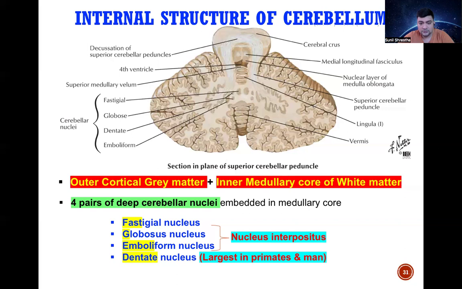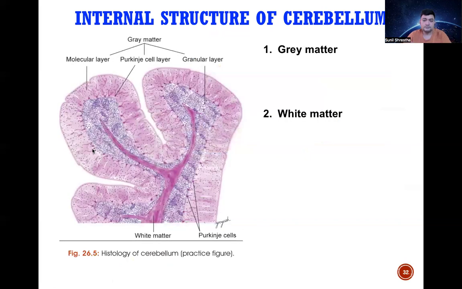The globose and emboliform nuclei together are considered the nucleus interpositus. The largest nucleus in human beings, and in primates, is the dentate nucleus. If you see here, this one is the dentate nucleus.